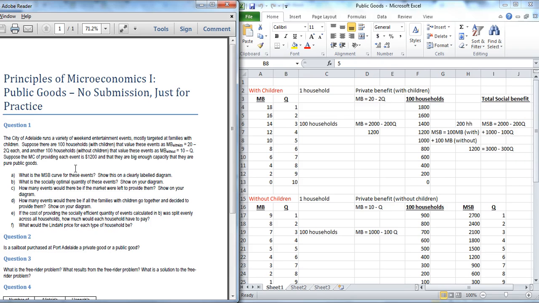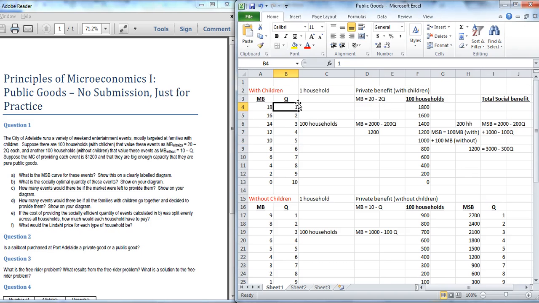So again, the question asks, what is the marginal social benefit curve for these events? And if we're going to add up what the marginal private benefit for each of the households is, well, how are we going to do that? Well, imagine, as we've got here, the marginal benefit for the families with kids is going to be 20 minus 2q. I've done an Excel spreadsheet where I've gone through 1, 2, 3, 4, up to 10 of different quantities, and I've written the marginal benefit with that equation, 20 minus 2q. So for example, with a q of 1, the marginal benefit is going to be 20 minus 2 times 1, so you're going to get a marginal benefit of 18.